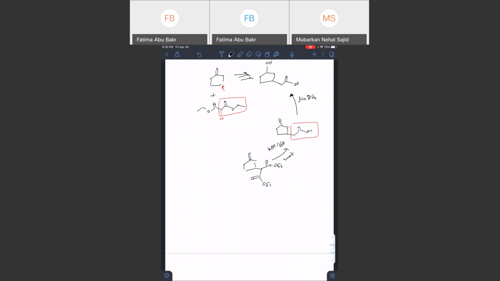Then how do we continue this passageway? So one thing I'm noticing is that there has to be something here to make it want to attack this portion in particular. And so the way of doing that, yeah. If I do Br2 over FeBr3, wouldn't it attach a Br in the meta position?